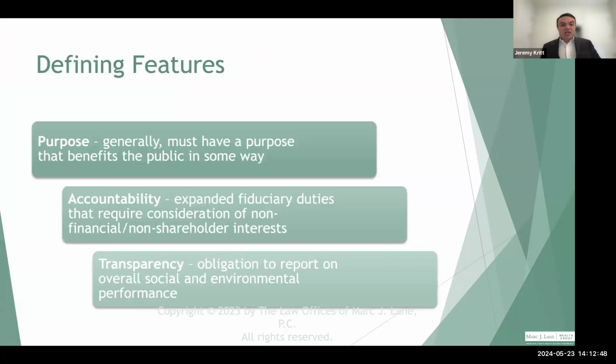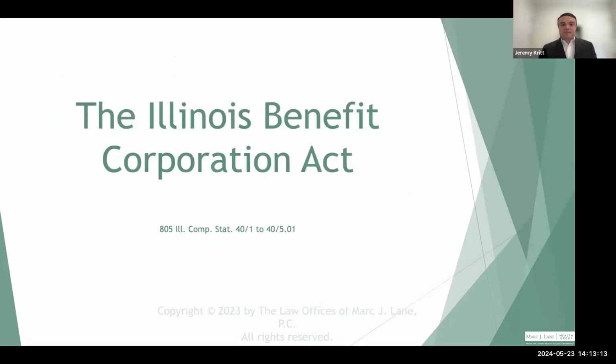As a general matter, all these different offshoots and subsets generally share three defining features. Purpose: a benefit corporation generally must have a purpose that benefits the public in some way. Accountability: there are expanded fiduciary duties. And transparency: an obligation to report on overall social and environmental performance. That brings us to the focus of today's webinar, the Illinois Benefit Corporation Act.